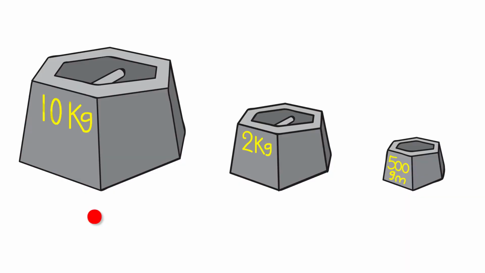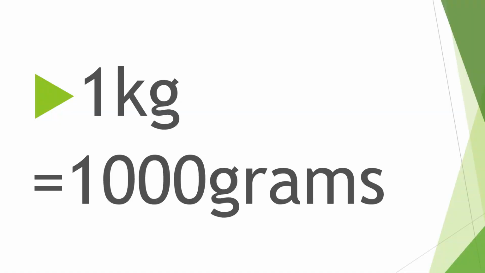Now you can see some weights. Exact amount of weight is written on those particular weights: 10 kg, 2 kg, 500 grams. These are the weights we normally see in our daily life. 1 kg is equal to 1000 grams. If I am buying some apples and I want 1 kg apples, that means 1 kg apples is equal to 1000 grams.